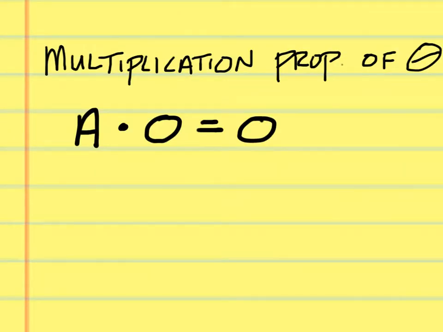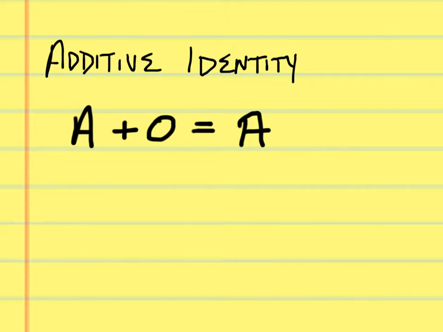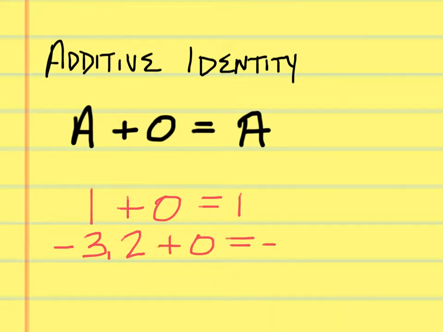The multiplication property of 0 is very simple. Anything times 0 is 0. So 1.2 times 0 is 0. 1/2 times 0 is 0. The additive identity property. If you add 0 to something, it does not change it. 1 plus 0 is still 1. Negative 3.2 plus 0 is still negative 3.2.